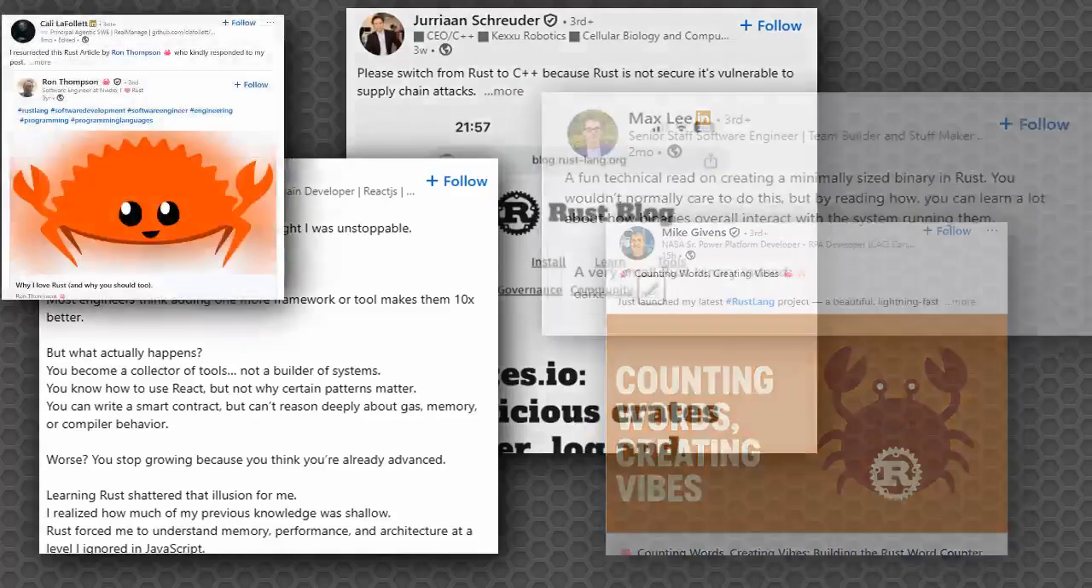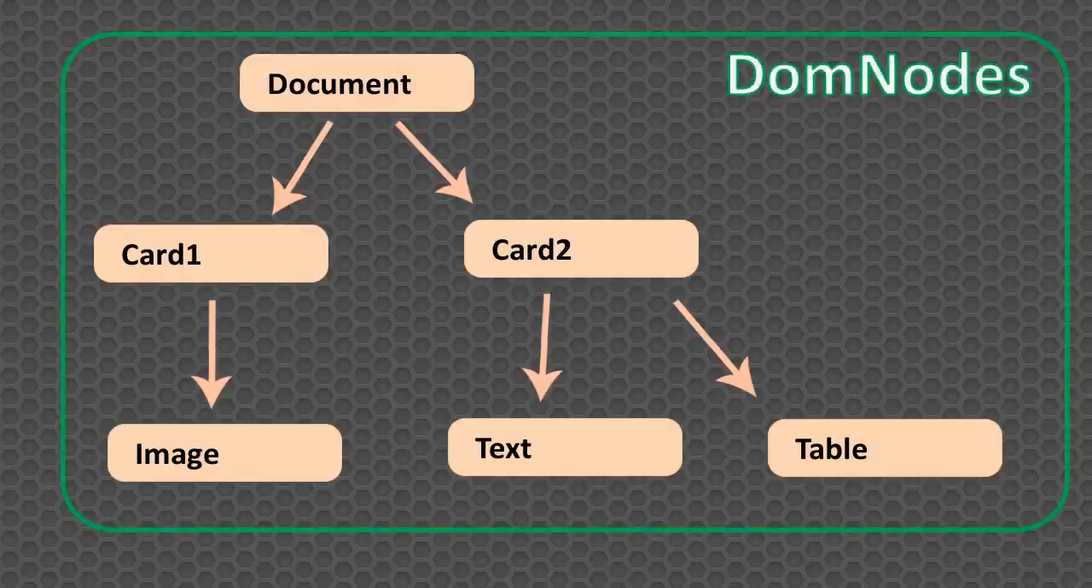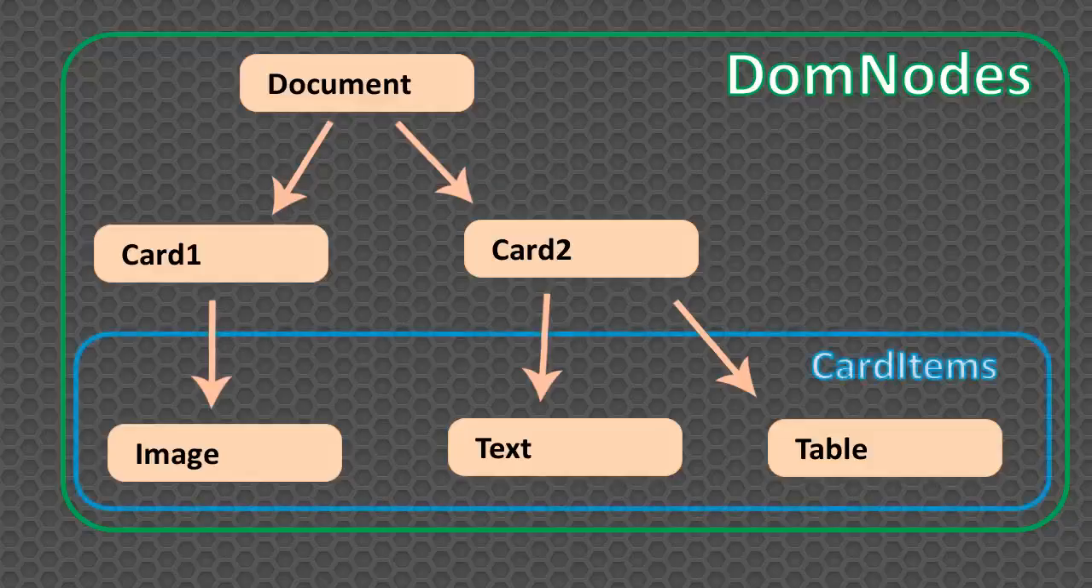Imagine a document model made of nodes. We'll create a base type, DOM node. In our document, there are cards, each with text, images, arrows, and buttons placed on them. So we'll need a base type for card elements, card item, and for simplicity, let's define one concrete class, text item. Our task is simple.